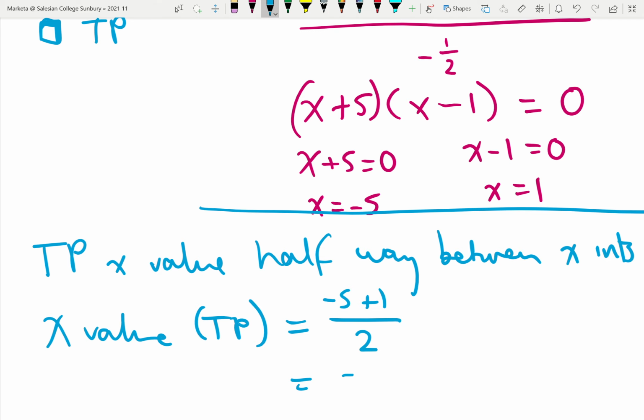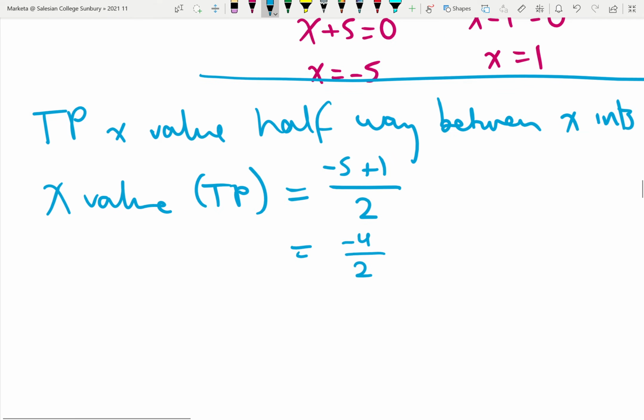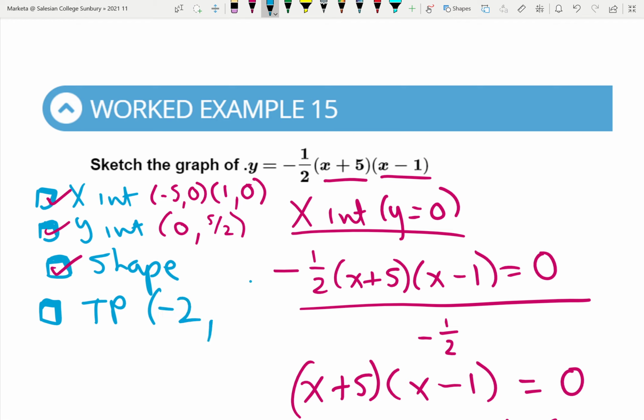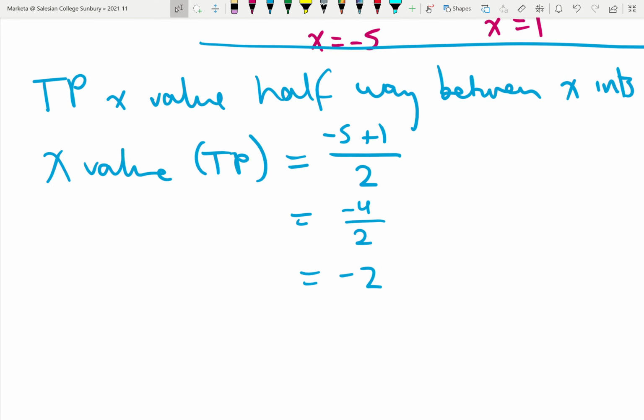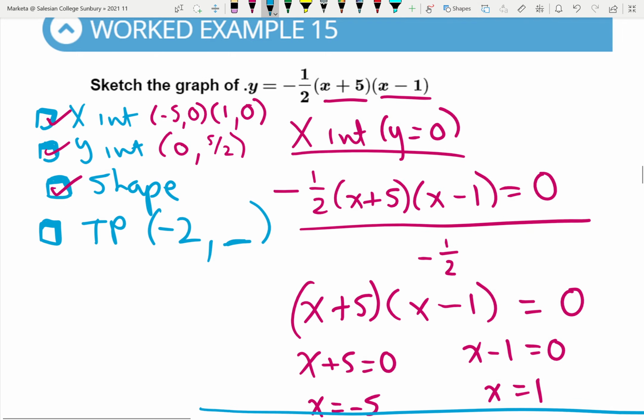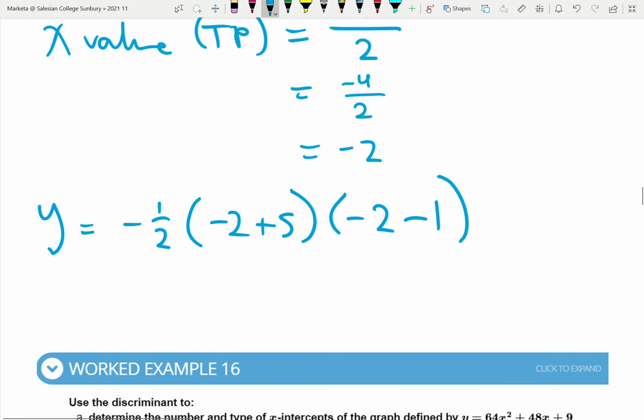Negative 5 plus 1 is negative 4. Negative 4 divided by 2 is negative 2. So this means that for our turning point, we have negative 2 for the x. What we're missing is the y. And really, now we can just sub that x value into the equation to find the corresponding y value. So let's do that. Y equals negative half, x is negative 2 plus 5, and negative 2 minus 1. Just double check that that was them. Yes. So let's solve that.